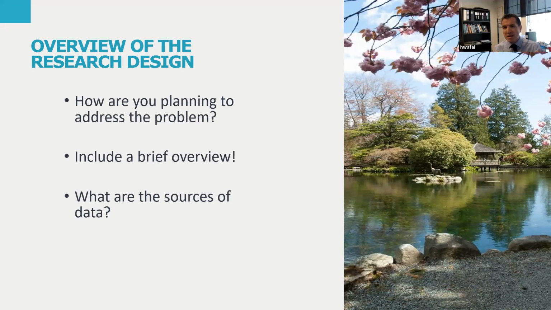So, for example, you could say, how are you planning to address the problem? How are you planning to collect data? What sort of data do you think is needed? We expect a paragraph only. You don't need to spend a lot of time writing a page or two, only a paragraph or two about research design, very brief, high level.